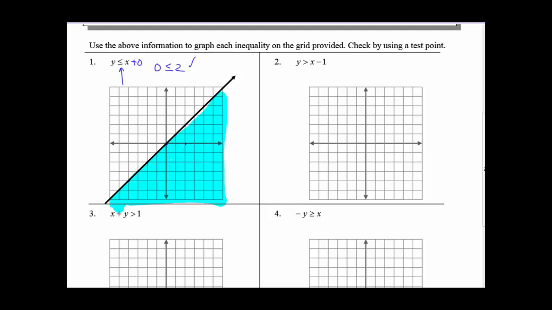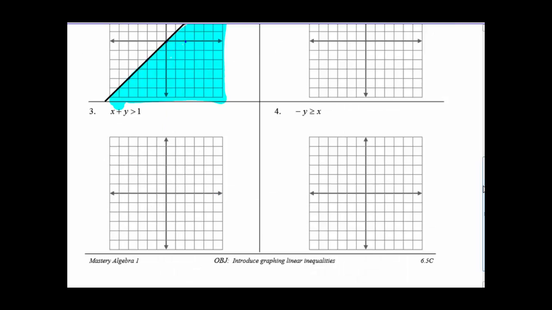Let's jump over to number 4. Okay, we need to solve for y. Notice there is a negative. Well, if we think back to chapter 3, we need to divide by -1, divide by -1. If we divide by -1, yes, we have to flip the sign. So now we have y is less than or equal to -x. If you want, you can put a +0 for the y-intercept.